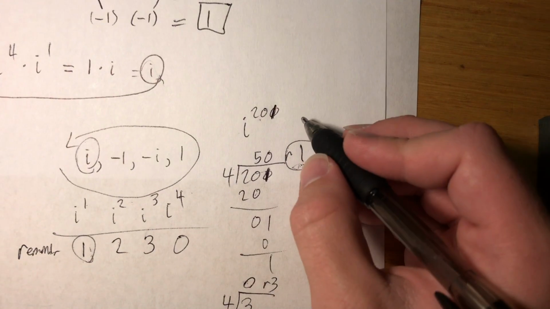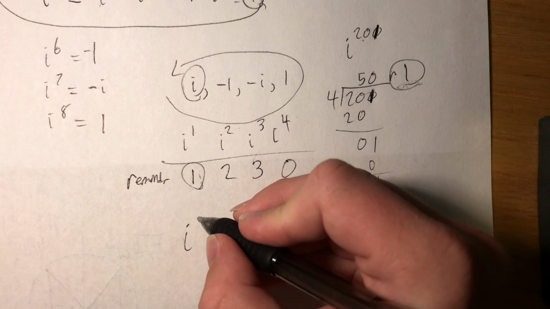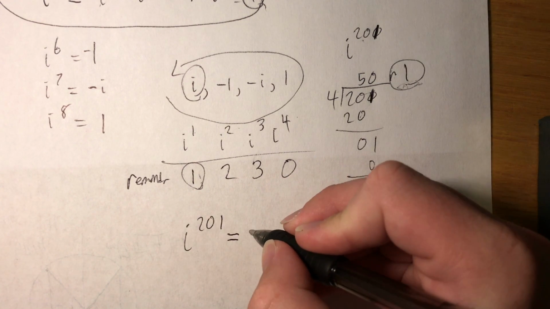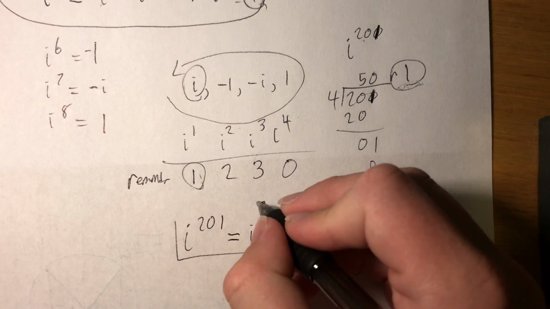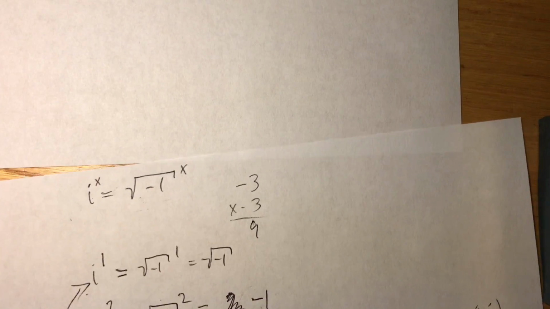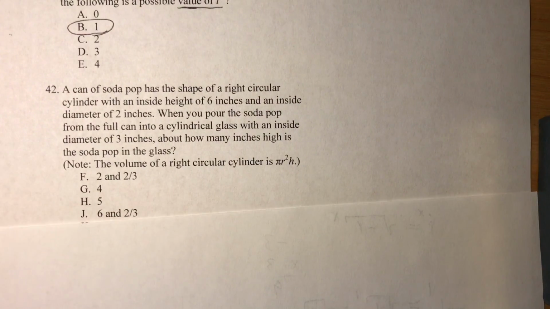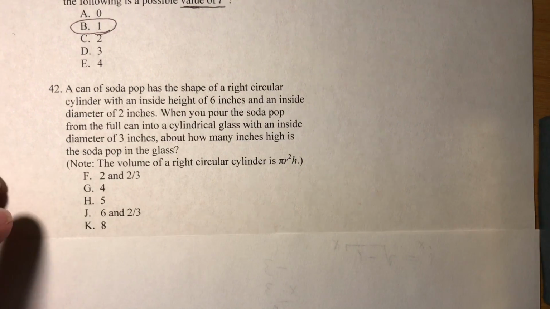So i to the 201, I'll rewrite it so it looks nice. i to the 201 is just i, which is kind of fun and helpful. So apart from that aside, let's get back to the last question in this set, number 42.